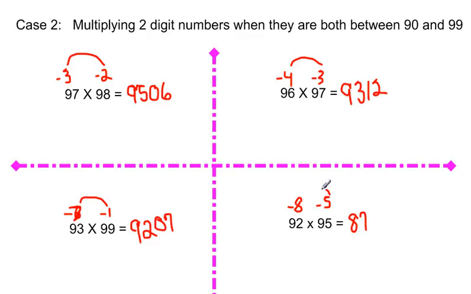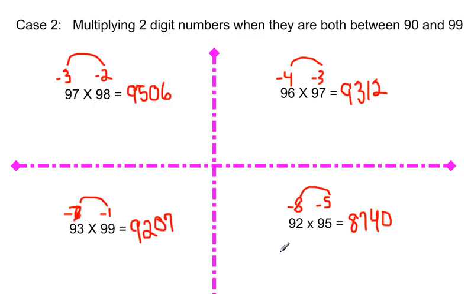And then I'm going to multiply my negative 8 times my negative 5, and that's going to give me a positive 40. So my answer, when I take 92 and multiply it by 95, is going to be 8,740.